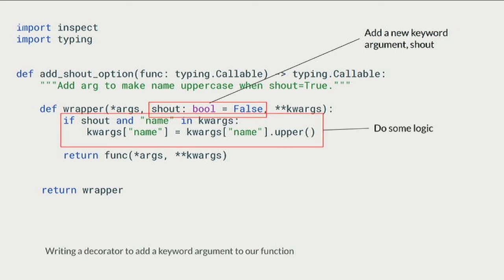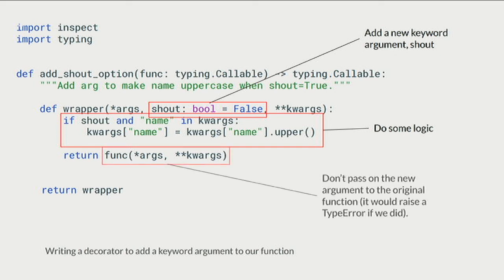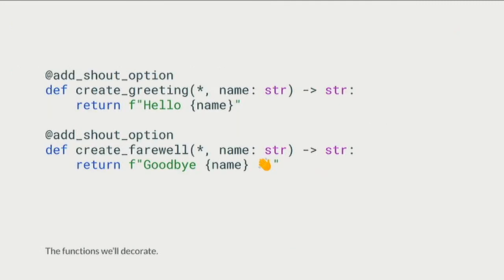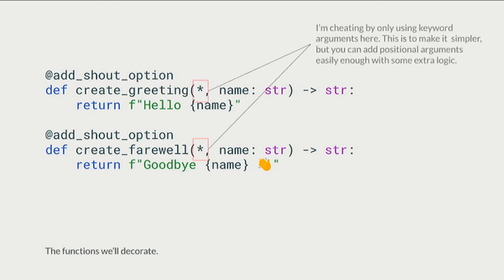It does some logic, so it asks, hey, does this function have a keyword argument called name? And if it does, it makes it uppercase like it's shouting. And then we're not going to pass that shout argument on, because otherwise it would raise a TypeError. And we'll just use our decorator a bit like this, and hopefully in a minute or two's time we'll see that in action.